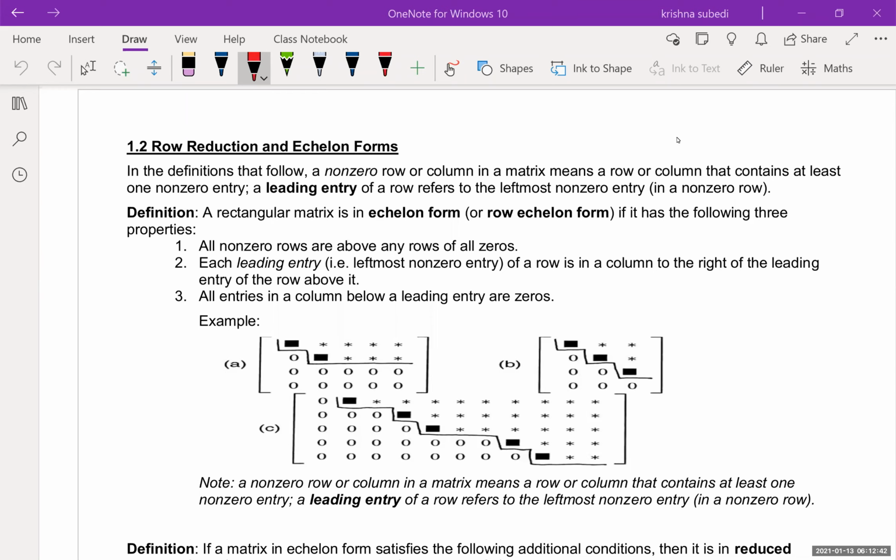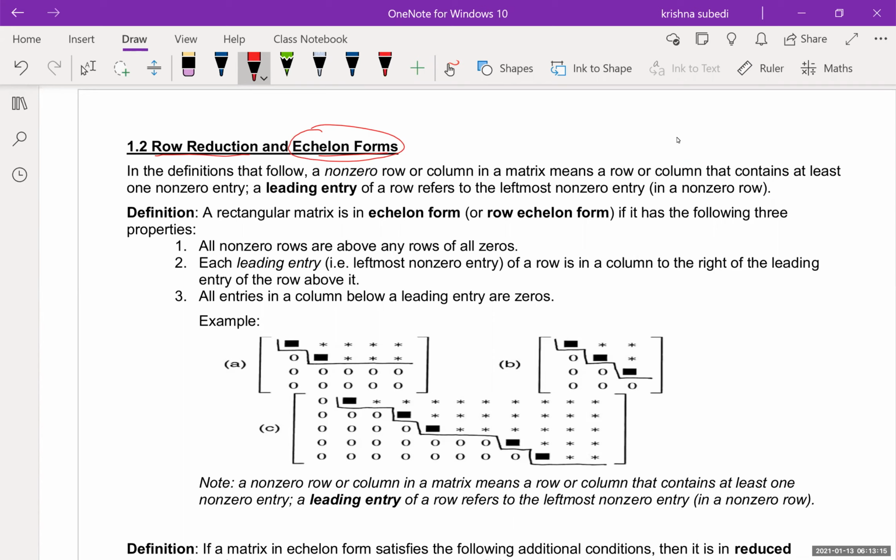All right, in section 1.2, one of the most important concepts that we'll be talking about is echelon form of a matrix or of a system of linear equations. Okay, echelon form. How do we get that? How do we get the echelon form? By reducing rows. So it's row reduction and echelon form. So these are the two things that we'll be talking about.